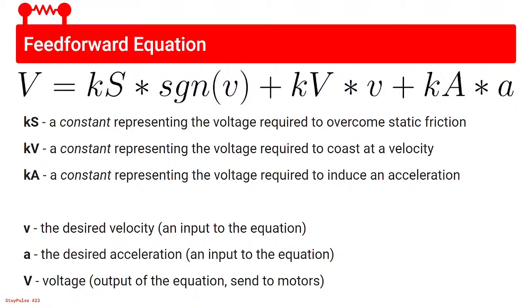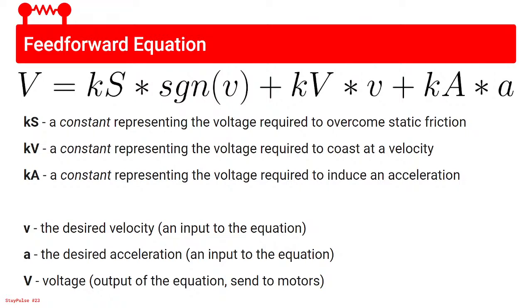The reason you multiply it by the sign of the direction you want to go in is because it's resisting your motion. So if you're going backwards, you want to apply that voltage backwards, and if you're going forwards, you want to counteract friction going forwards. And if you're not moving, where it's 0, you don't want to apply any voltage. So then kV is just representing the voltage required to coast at a velocity.